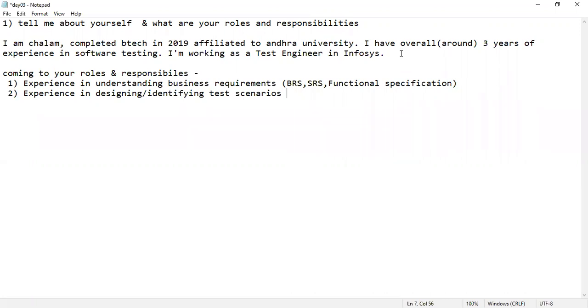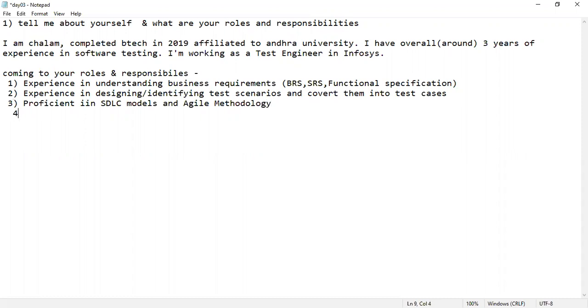Experience in identifying test scenarios and converting them into test cases. This is your job role. We will explain how to identify test scenarios and how to write test cases in our future classes. And the next one is proficiency in SDLC models and agile methodology. In today's class we will be discussing this topic, methodologies.